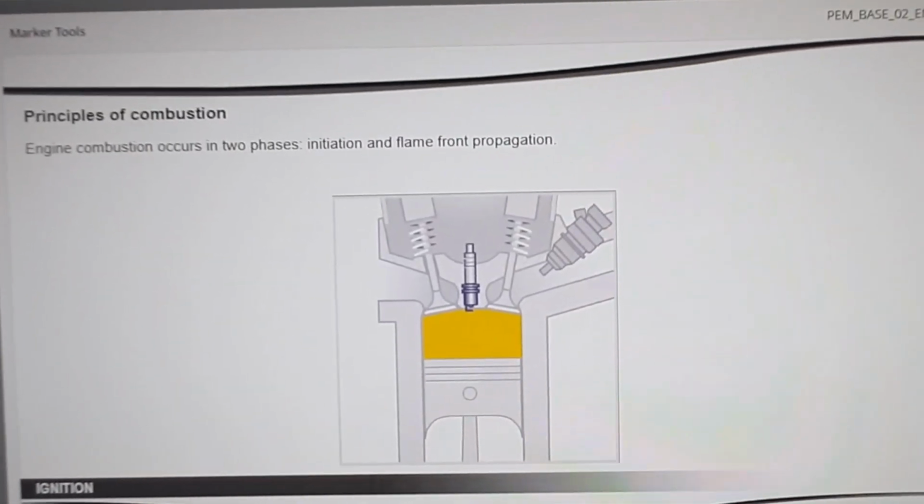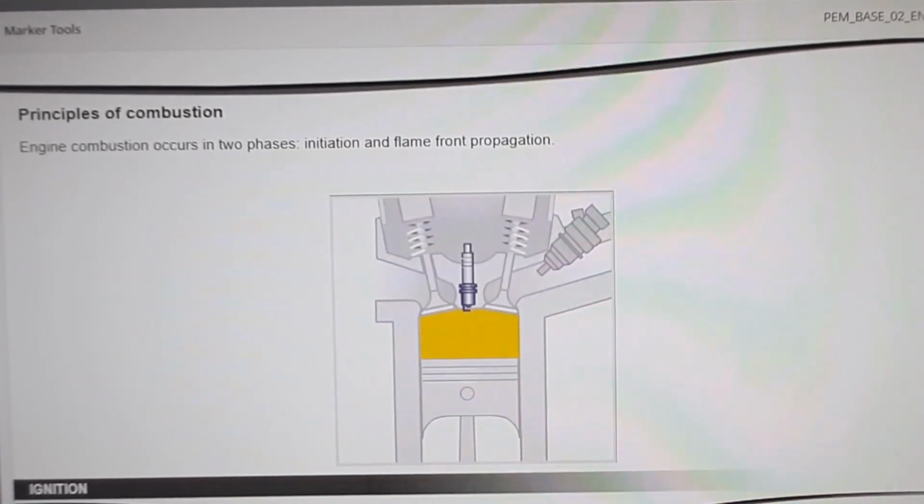Engine combustion occurs in 2 phases. Initiation brings a spot of the mixture to a sufficiently high temperature to cause ignition. Flame front propagation ignites the mixture in successive layers. The combustion of the mixture is not immediate. There are around 2 milliseconds between initiation and complete combustion. This combustion time affects the ignition process, as we will see.